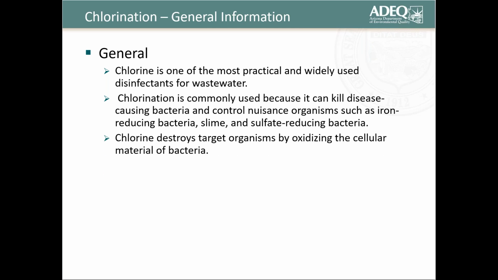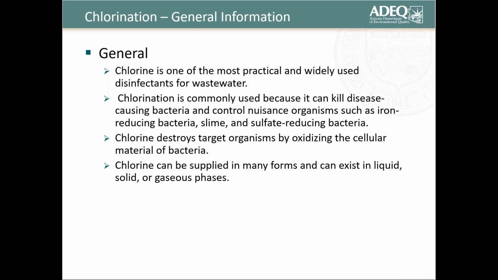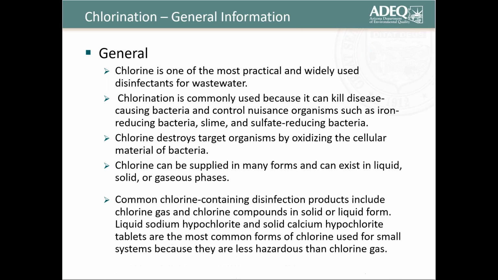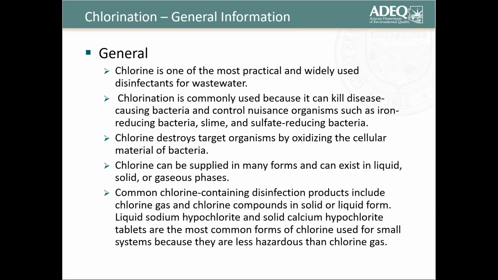Chlorine destroys target organisms by oxidizing the cellular material of the bacteria. Now, chlorine can be supplied in many forms and can exist in liquid, solid, or gaseous phases. We're looking at the solid phase, calcium hypochlorite. Common chlorine-containing disinfection products include chlorine gas, chlorine compounds in solid or liquid form, liquid sodium hypochlorite, and solid calcium hypochlorite tablets. These are the most common forms of chlorine used for small systems because they're less hazardous than chlorine gas.